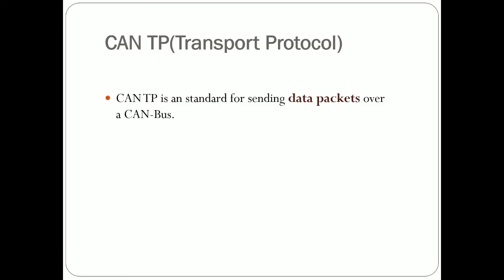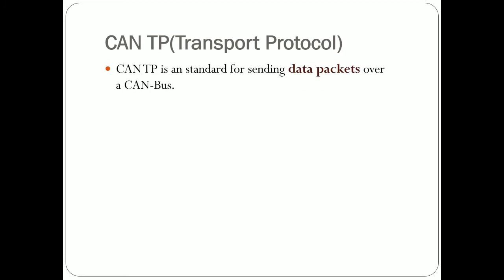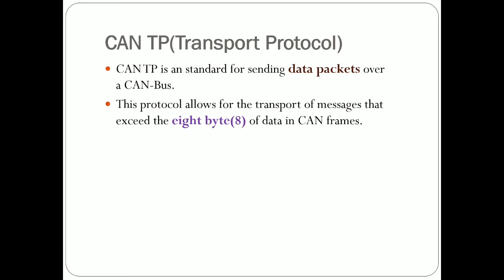Now we'll have a brush up on CAN TP, then we'll come back to flow control. CAN TP, that is CAN transport protocol, is a standard for sending data packets over a CAN bus. In CAN bus you can send messages by means of a data package. This protocol allows for transport of messages that exceed the 8 bytes of data in the CAN frame.